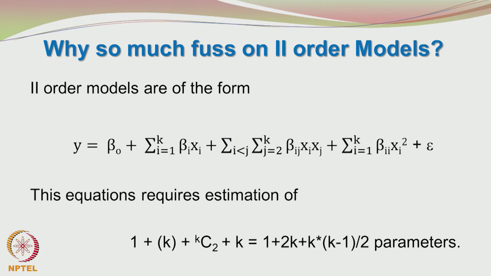For example, if you are talking about two factors or two variables, you will have beta naught plus beta 1 x1 plus beta 2 x2 plus beta 12 x1 x2, and then you will have beta 11 x1 squared plus beta 22 x2 squared plus the error component. For a general case, you can find out how many parameters you want to estimate based on this model structure.